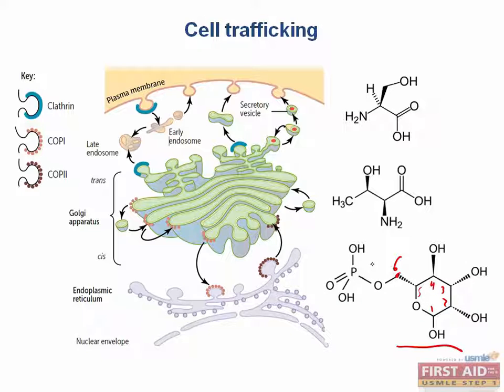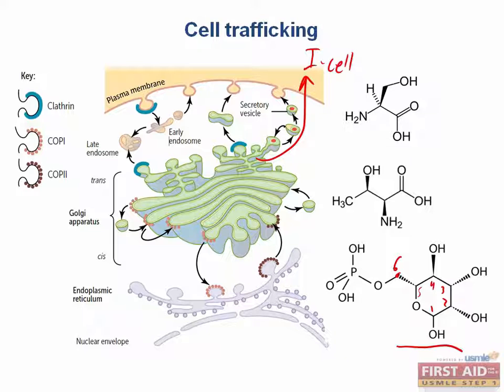Now if someone is unable to add mannose-6-phosphate to a protein, where are those proteins going to end up instead of the lysosome? Well, they'll be secreted outside the cell, and this results in a disease called I-cell disease. How can you diagnose this? Well, if you see high levels of lysosomal enzymes in the plasma, that's a big clue.